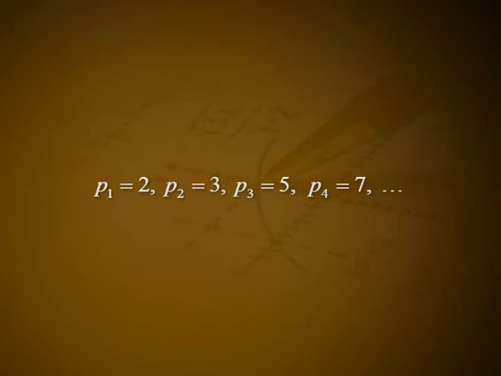Theorem 4, Euclid. There are an infinite number of primes. Proof. The proof is by contradiction. Let P1 equal 2, P2 equal 3, P3 equal 5, P4 equal 7, etc., be the primes in ascending order, and suppose that there is a last prime called Pn.